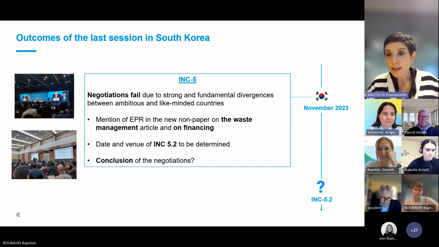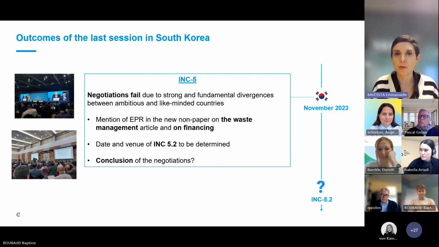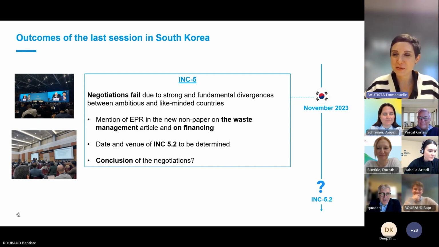So of course we were present in Busan, in South Korea, for INC5, which took place from the 25th of November until the 1st of December, so only a few days ago. It was supposed to be the last negotiation round, but unfortunately parties didn't manage to agree.